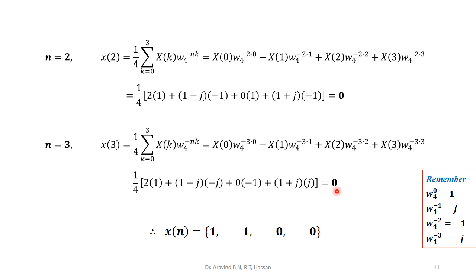Once we have calculated for all the 4 values, we need to represent that in a row matrix, that is x of n is equal to 1 1 0 0. Remember, now this sequence is going to be the time domain sequence, that is, the input for this particular calculation is in the frequency domain. We are converting the value from frequency domain to the time domain. So the answer in this case is in the time domain.